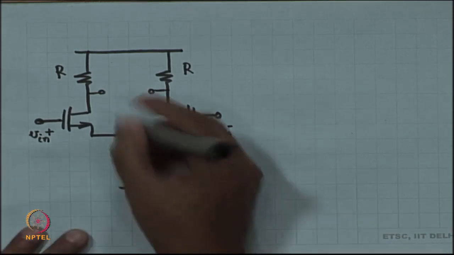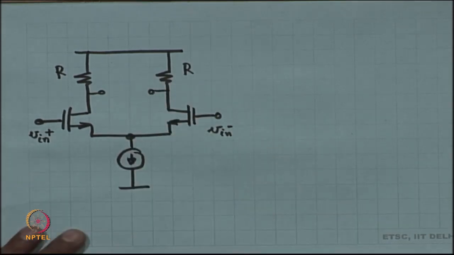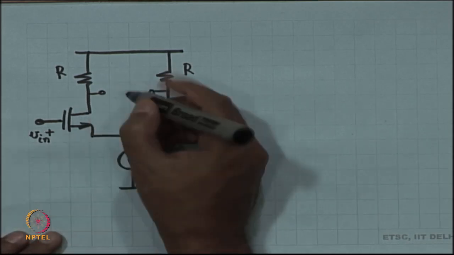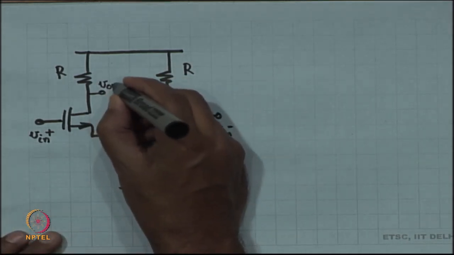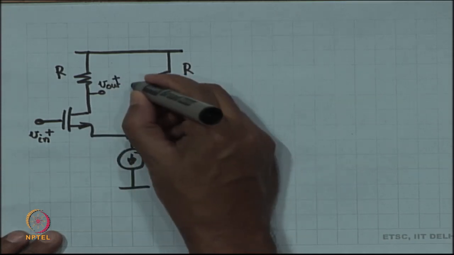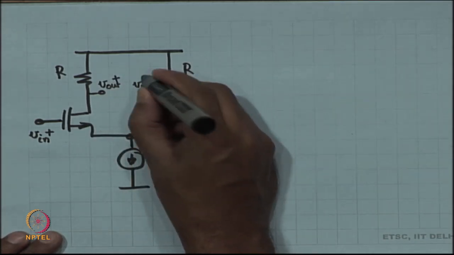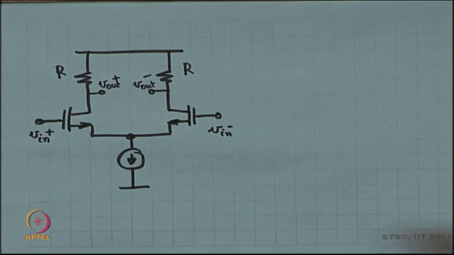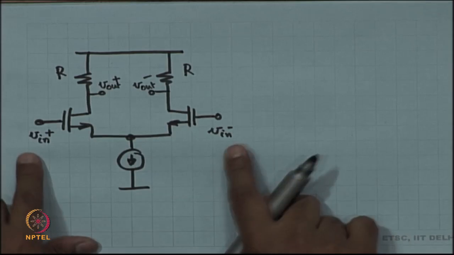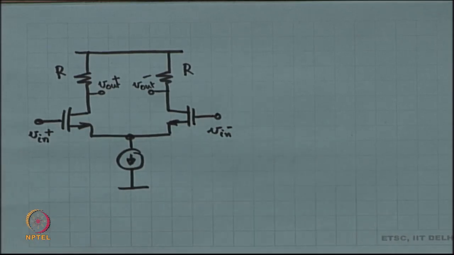Now, what is the output? There could be two ways of having the output. One possibility is that the output is the difference of V out plus and V out minus. The other possibility is that the output is any one of the two output terminals. So, these are the two possibilities. The output has two possibilities, and the input is the difference between the two inputs.